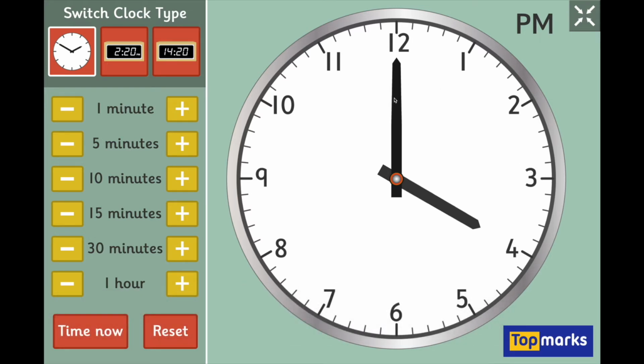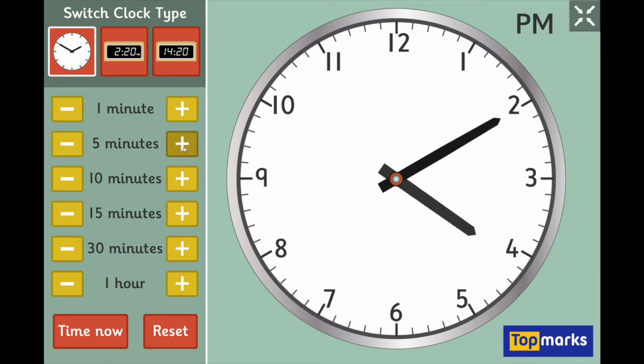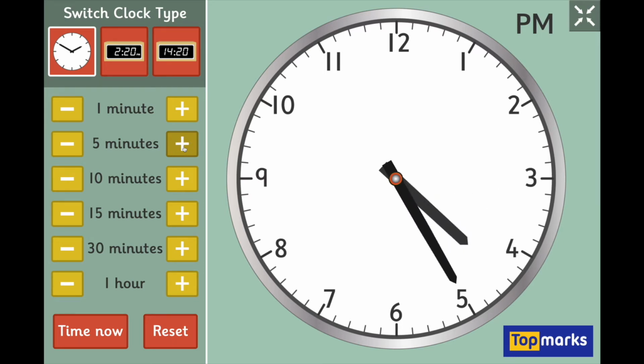Let's make it 4 o'clock again, and this time we will move the minute hand 5 minutes at a time so you can see what I mean. So when it moves to 1, 5 minutes of time have passed. Then 10 minutes, then 15, 20, 25, 30, 35, 40, 45, 50, 55, and finally 60. So this shows you that there are 60 minutes in 1 hour.